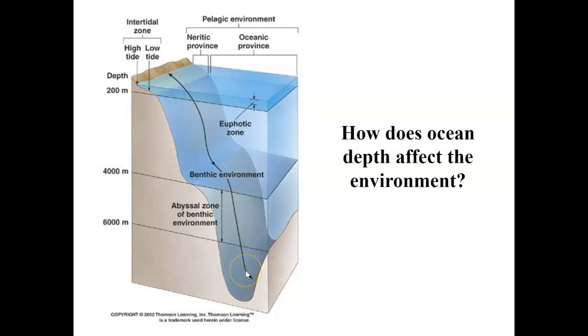So you would have animals, for example, that have heightened senses that live down here that don't include sight, like fish that live in caves that maybe are blind, things like that. You're also going to get changes in salinity as you go deeper into the ocean. So all of these abiotic components vary at the different ocean depths, and that of course affects the biotic components that live there as well.